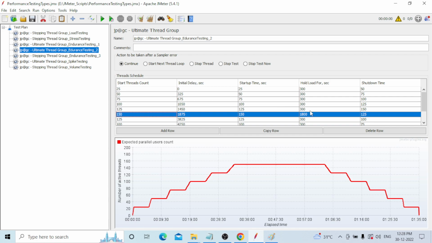Okay, the load duration, right? You need to give the long duration. For that reason, I will give 1800 as the duration. Now the duration is done. Once the duration is done, what will happen?